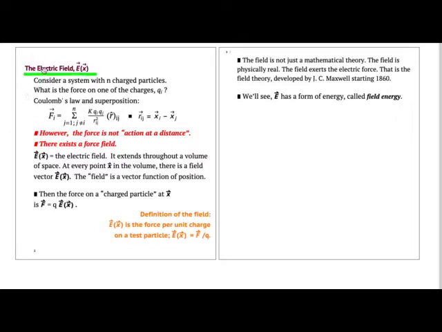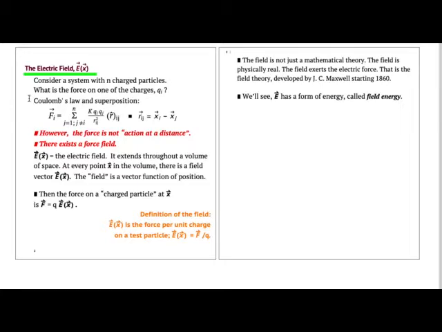Suppose we have a system with many charged particles. Let's say n is the number of charged particles. Then what is the force on one of the charges? Let's say on the charge Qi. I is an index that labels the different charges, so I runs from 1 to n.